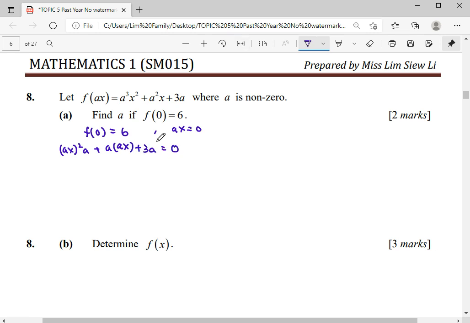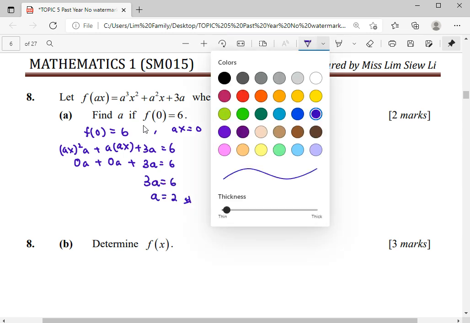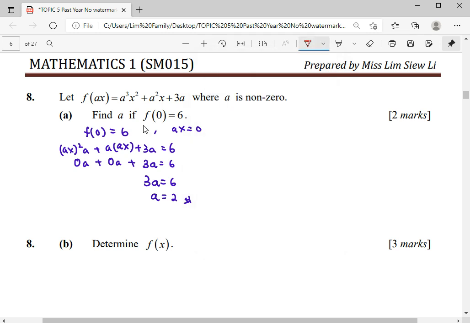So when I take out ax, you can see it clearly. This part is 0a, and this part also 0a, equals to 6. So definitely the answer goes for 3a equals to 6, a equals to 2. So just 2 marks.